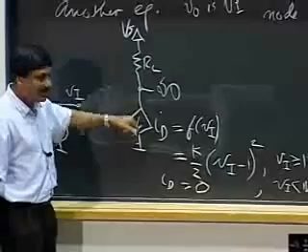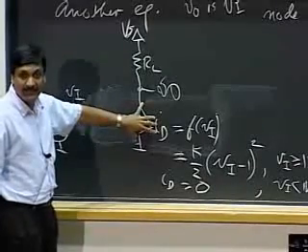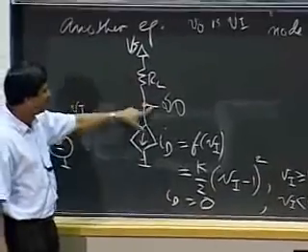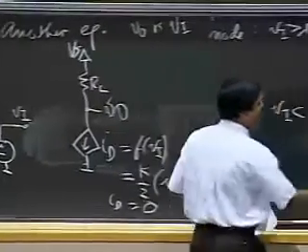Since ID is 0, think of this as an open circuit. So there's no voltage drop across RL. And this voltage V naught is equal to Vs.